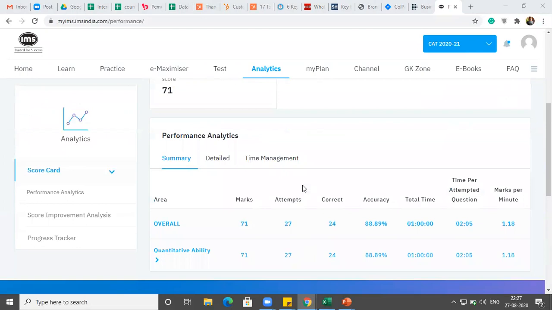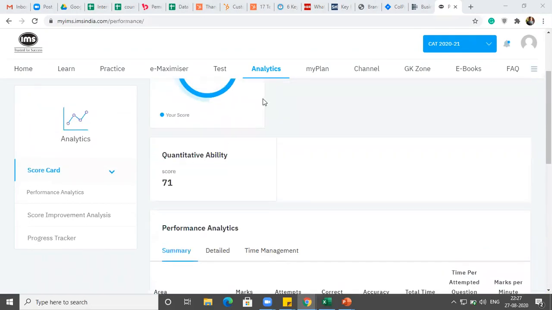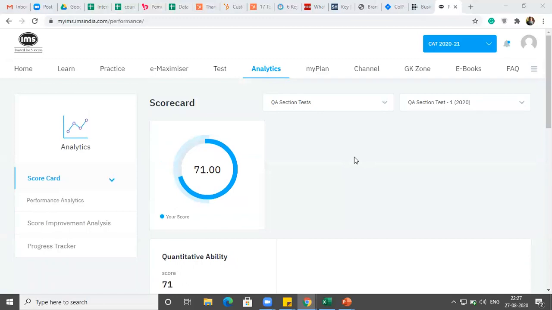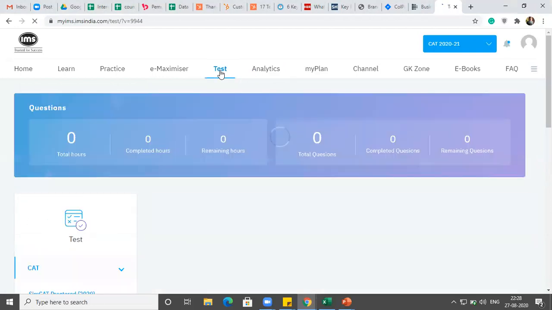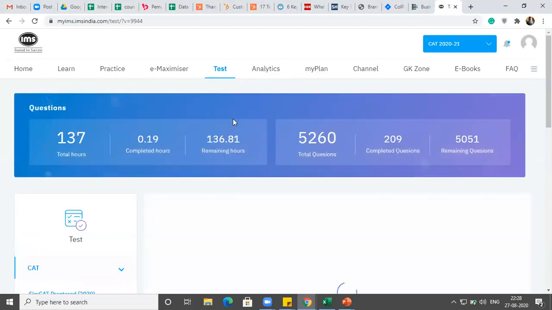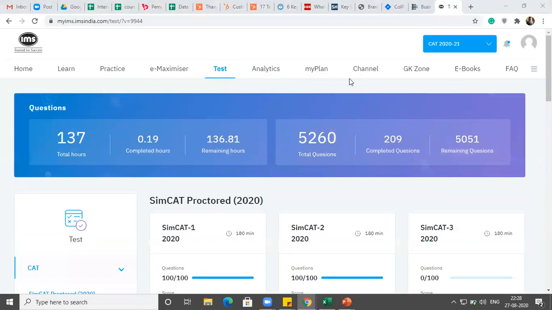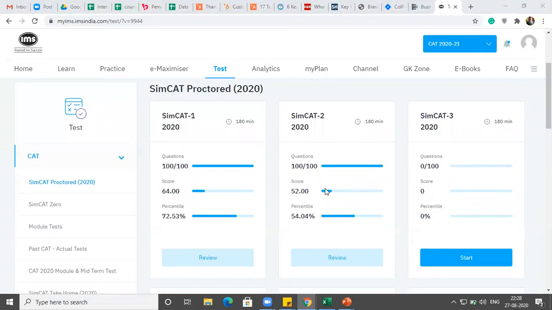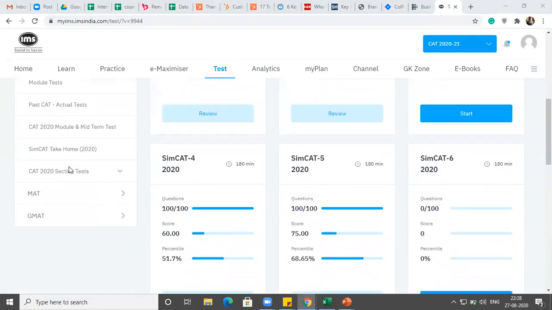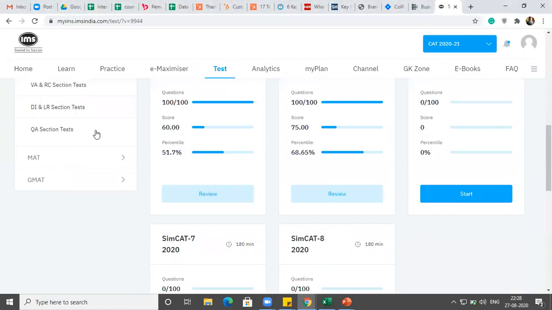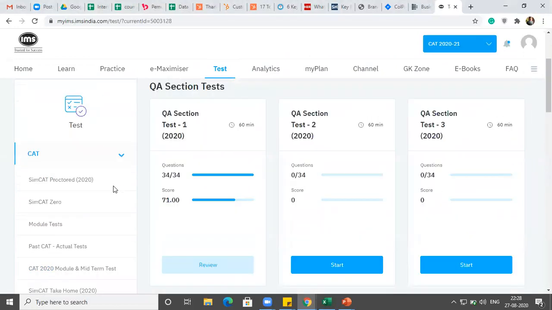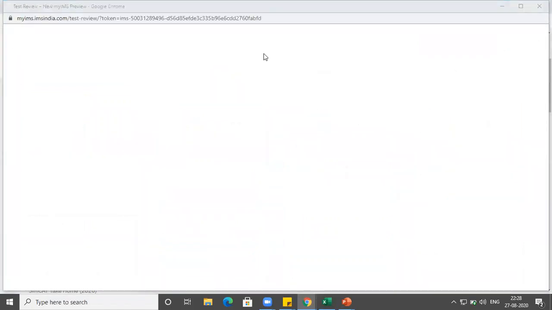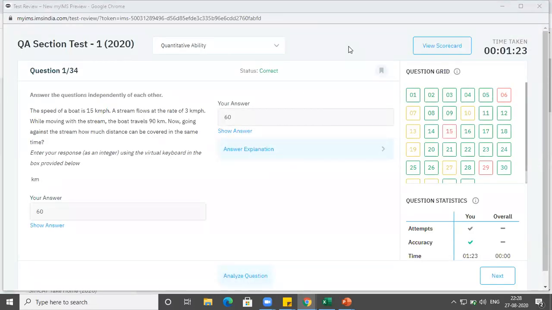Okay. Let's go back and check what happened. Percentile doesn't come in this. 71, which is a good number. I'd say my aim was to score between 65 and 75. 71 seems to be pretty good. Okay, this is after. Let's go to sectional tests. Let's see, which ones went wrong?